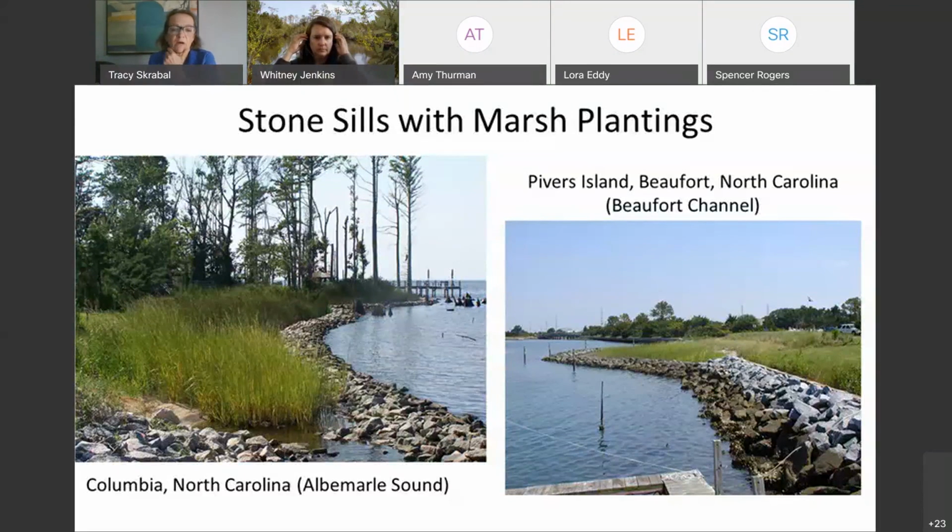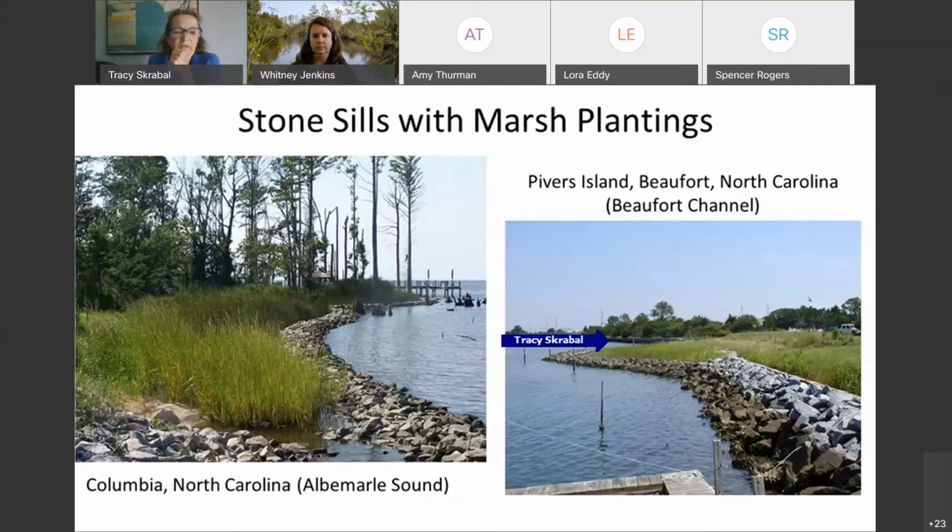On the right is a more saline situation. This is on Pivers Island in front of Duke University's property. I like this project because in one photo you see a full-size revetment up against a bulkhead. You see a stone sill that we put in here with marsh plantings and a riparian buffer berm that protected the shoreline from runoff coming off this road and eroding the bank. And then you see a full-size bulkhead here.